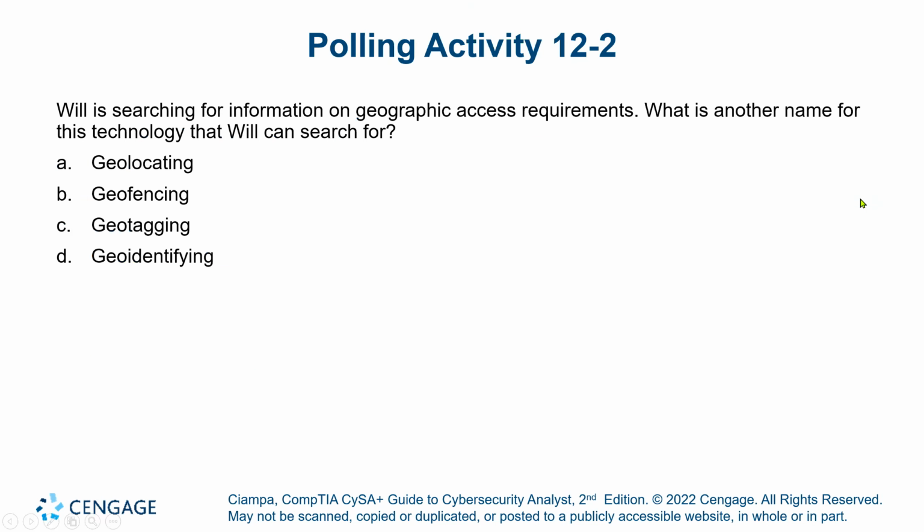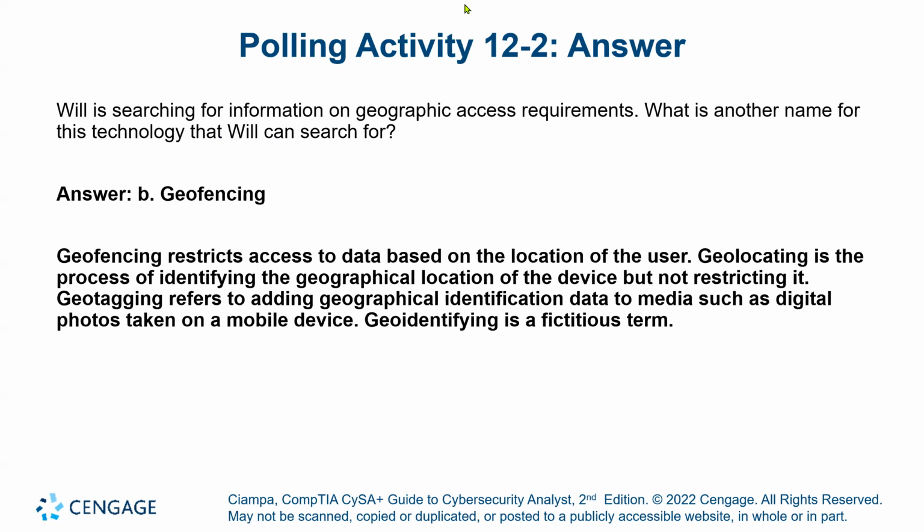Will is searching for information on geographic access requirements. What is another name for this technology that Will can search for? Geolocating, geofencing, geotagging, geoidentifying. I was going to say, I think if you were listening, I gave you the answer. Yes, geofencing.